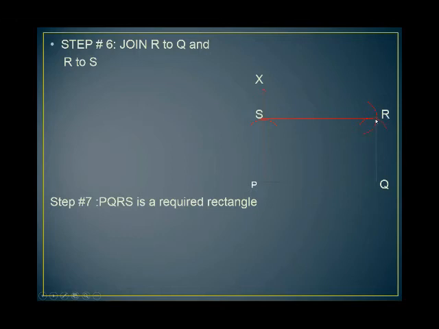And we name that point R. Now we get the point R and we join R to Q and we also join R to S. Now PQRS is the required rectangle. Take a screenshot of this slide and we will move further.